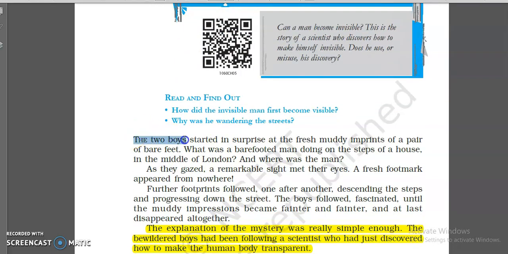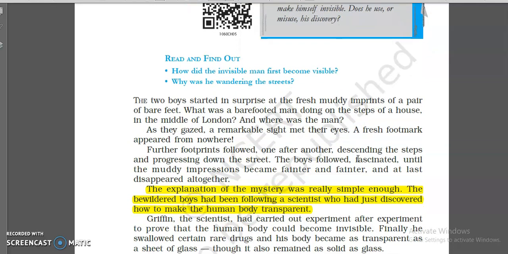Initially, the two boys started in surprise at the fresh muddy imprints of a pair of bare feet. What was a barefoot man doing in the steps of a house in the middle of London? And where was the man? This is how the story starts. Two boys find footprints, as if someone has walked on mud and has gone down, but they do not see anyone. All right, because by now, as the story begins, the person has already become invisible.